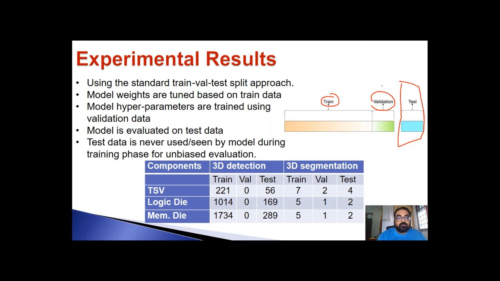So for our work, we divided the data into train, val, test. For this SSD detector, it does not use a validation split, so we just divided the data into train and test. And for segmentation, we did about an 85 to 5 to 10 split. So in a sense, for 13 TSVs, we had 7 TSVs for training, 2 for validation, and 4 for testing. And for logic and memory die, out of the 8 labeled structures, we had 5 for training, 1 for validation, and 2 for testing each.